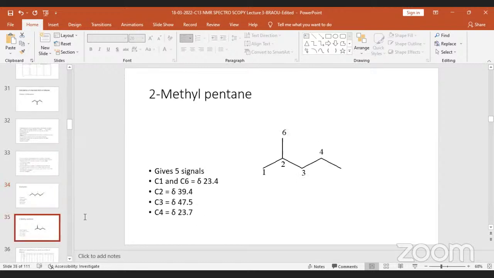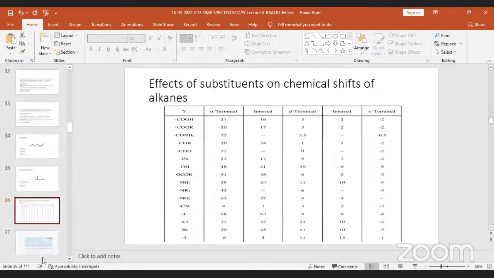Okay, and this is another example, 2-methyl pentane. Here all are different: 1, 2, 3, 4, 5, and 1 and 6 are the same, and therefore it gives 5 signals. C1 and C6 this much, and these are the observed values, not calculated. These are the values given. You can compare by calculating the chemical shifts.